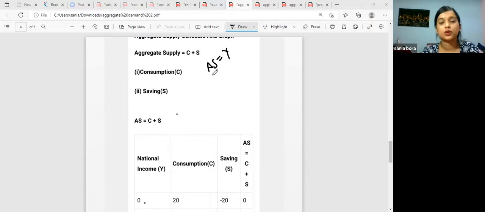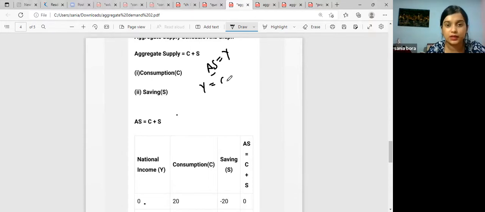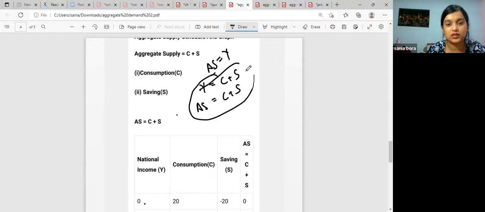So girls, we were doing aggregate supply in the previous class. So today we'll just continue with that only. Aggregate supply, as I discussed, is equal to income, right? So we have two formulas. Income equals C plus S, consumption plus savings, or you can write AS equals C plus S, right? So these are the two formulas which we did.